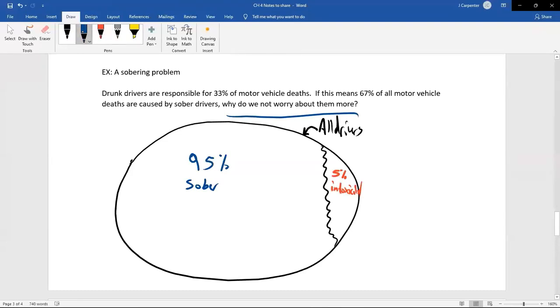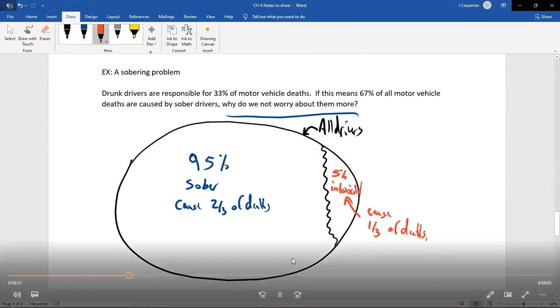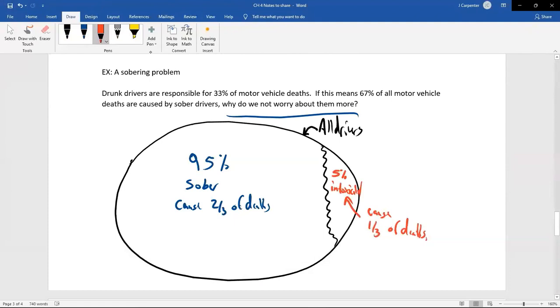So the sober drivers here are causing 2/3 of deaths, again, 67%. But the intoxicated drivers, this teeny little chunk, is causing 1/3 of deaths. And when you look at it this way, it starts to make a little more sense because we're talking about scale to the population size. So this teeny little chunk is causing 1 out of every 3 deaths on the road, whereas it takes this massive chunk just to cause the other 2 out of 3.